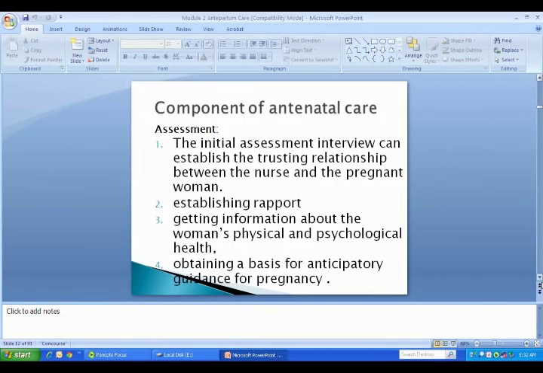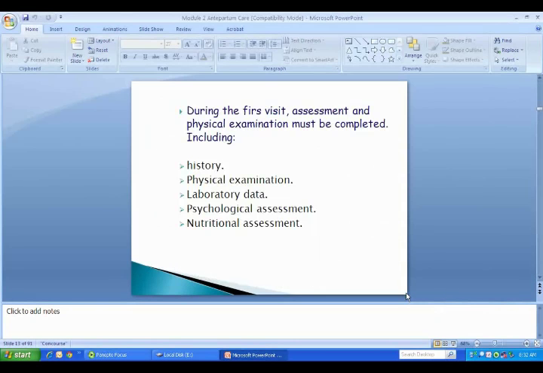So when we have our initial visit with our prenatal client, we want to establish a trusting relationship and establish a rapport. This is important because she's not going to divulge anything, such as maybe abuse of drugs or alcohol, if she doesn't trust you. So it's very important that you develop that relationship and trust factor. We also want to get information about her present physical and psychological health, and obtain, based on that, what we're going to provide in anticipatory guidance.